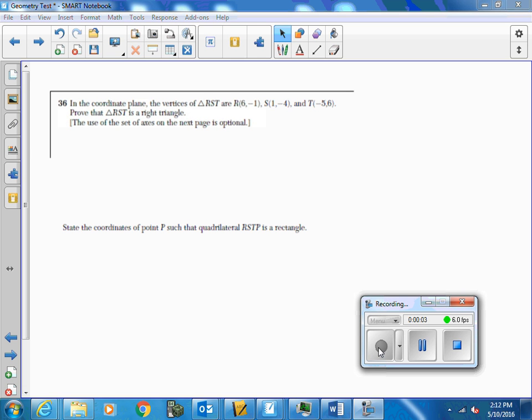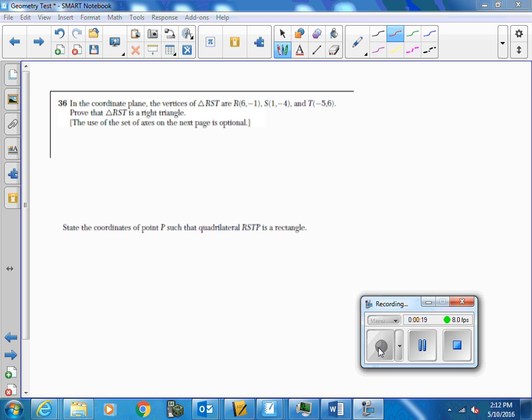All right, we're going to go over number 36 on the 2015 June Geometry Common Core exam. We've gone through every problem up till now, and we're on our last one. So let's look at number 36.